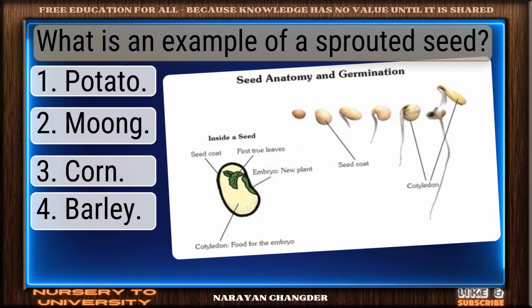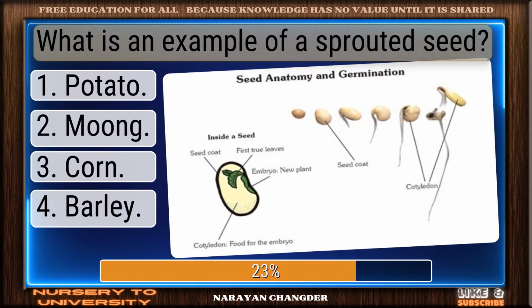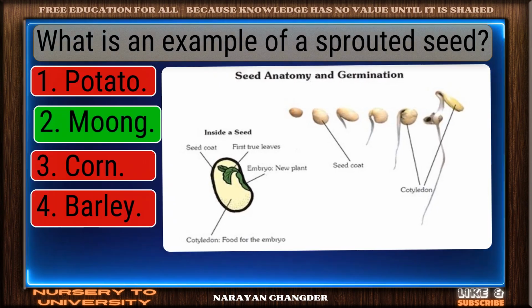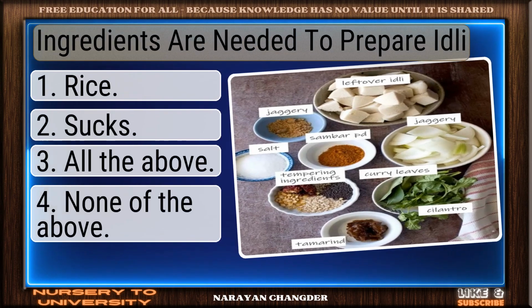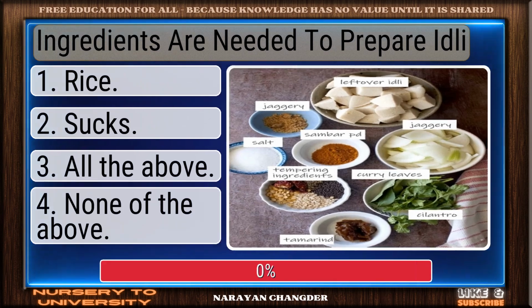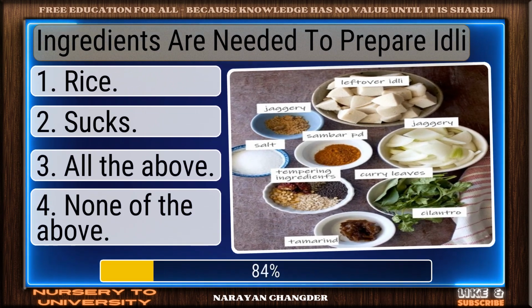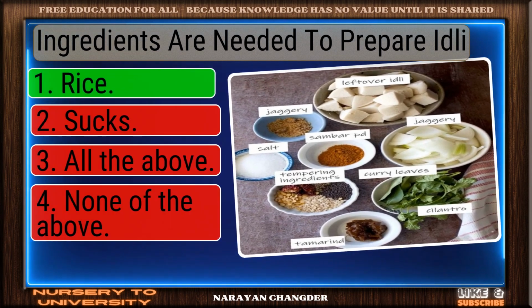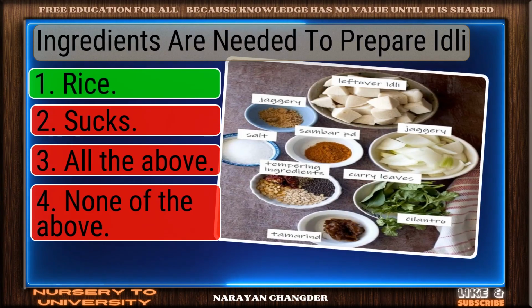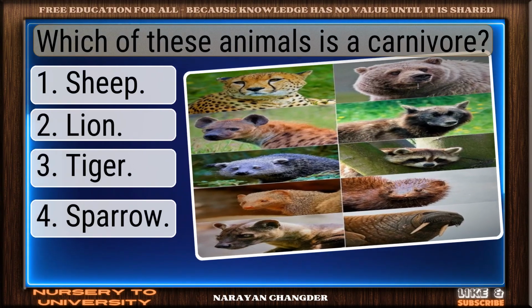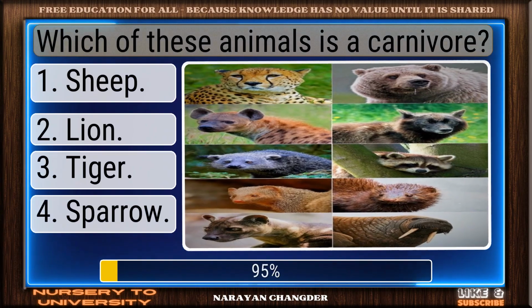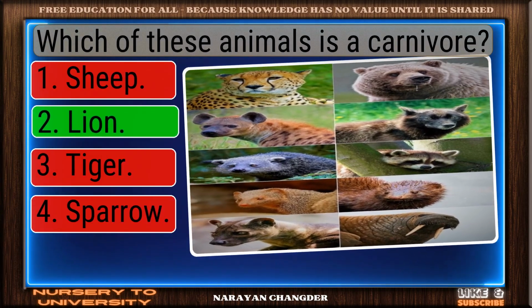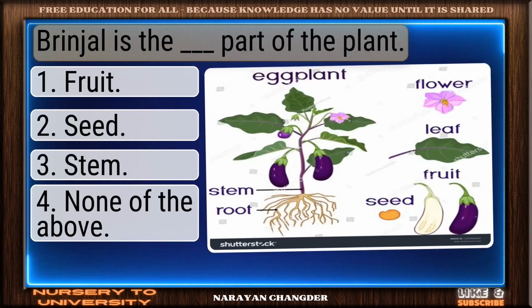What is an example of a sprouted seed? On track. Moong is the correct answer. Ingredients are needed to prepare idli. Great thinking. Rice is the right choice. Which of these animals is a carnivore? Exactly. Lion makes sense and it is right choice.